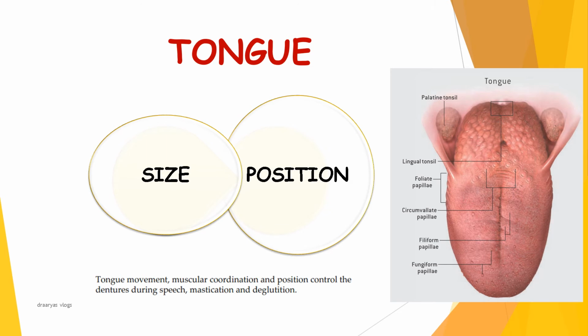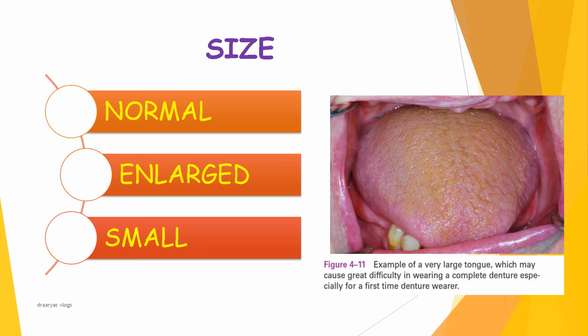Let's move on to the tongue. The tongue should be examined for its size and position. Tongue movement, muscular coordination and position control the dentures during speech, mastication and deglutition. Coming to the size of the tongue, size can be classified into normal, enlarged and small.